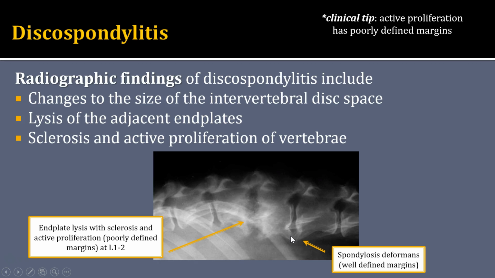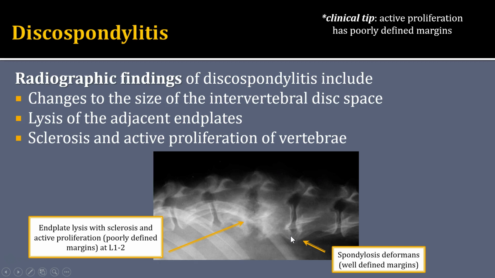Radiographic findings of this sort of infection include changes to the size of the intervertebral disc space, and the size may actually start out as being narrowed. Oftentimes juvenile patients with very early infection only exhibit narrowing of the intervertebral disc space, but there can also be widening of the intervertebral disc space as more and more lysis occurs.